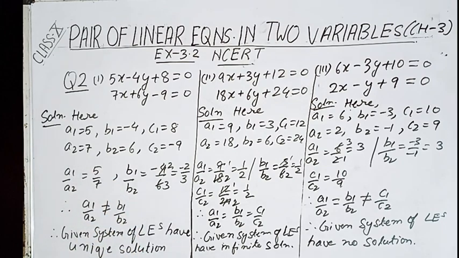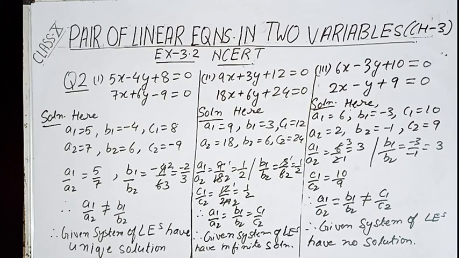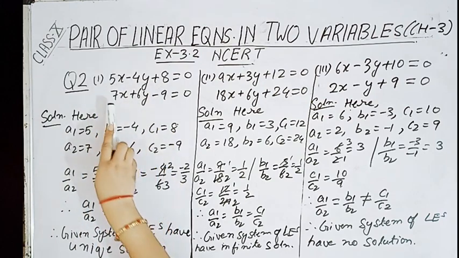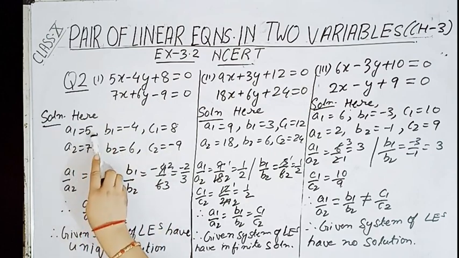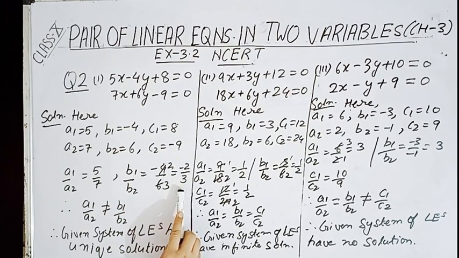Subpart number 1 is 5x minus 4y plus 8 equals to 0, 7x plus 6y minus 9 equals to 0. Clearly, first we will write the values of a1, b1, c1, a2, b2 and c2, which are 5, minus 4, 8 and 7, 6, minus 9. Now a1 by a2 is 5 by 7, b1 by b2 is minus 4 by 6, which is equals to minus 2 by 3, and c1 by c2 is 8 by minus 9.